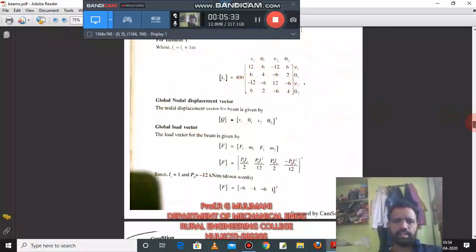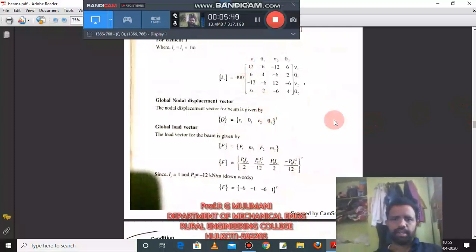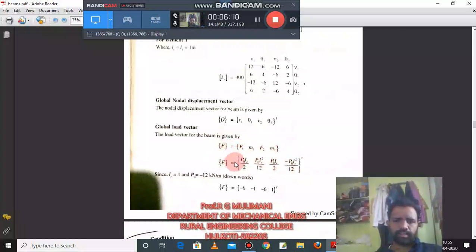Now we know that to solve for nodal displacement, KQ is equal to F, where K is the stiffness matrix. This is the stiffness matrix. Q is the nodal displacement. What are the nodal displacements for the element? For one element, there are 4 nodal displacements. For node 1, vertical displacement and slope. Similarly, vertical displacement and slope for node 2. And the force vector: force at node 1, moment at node 1. Similarly, force at node 2, moment at node 2. This is the force vector.